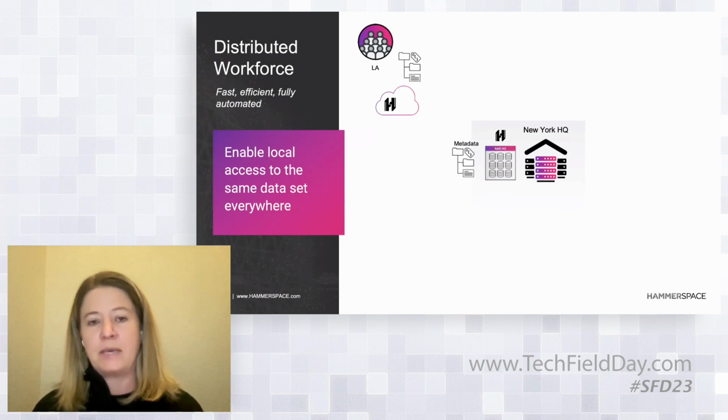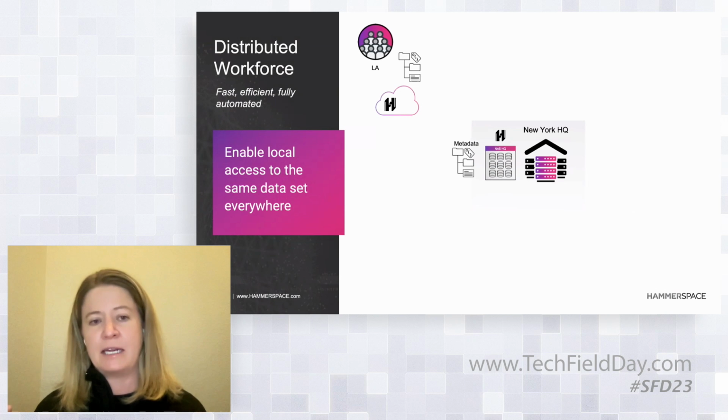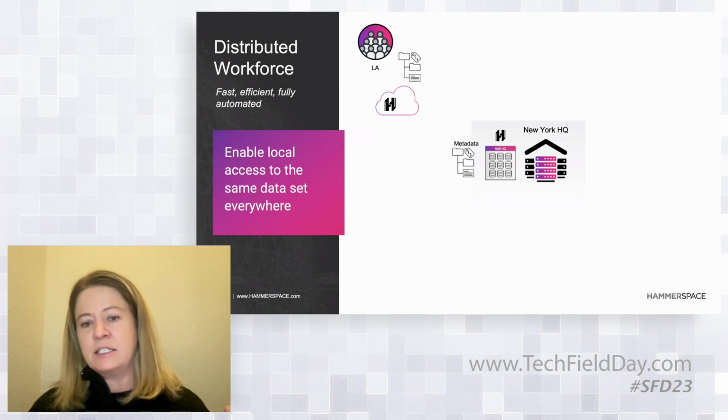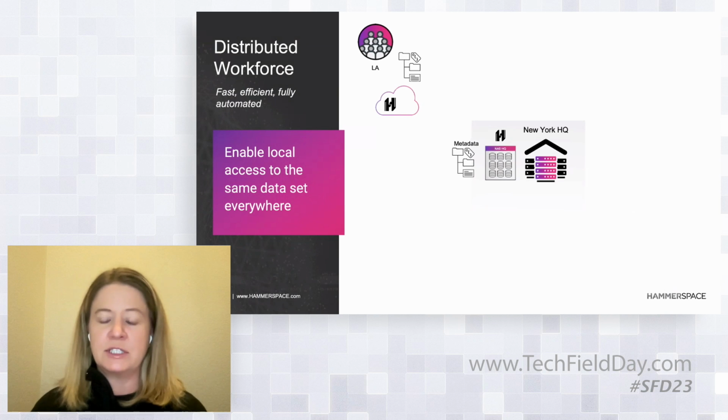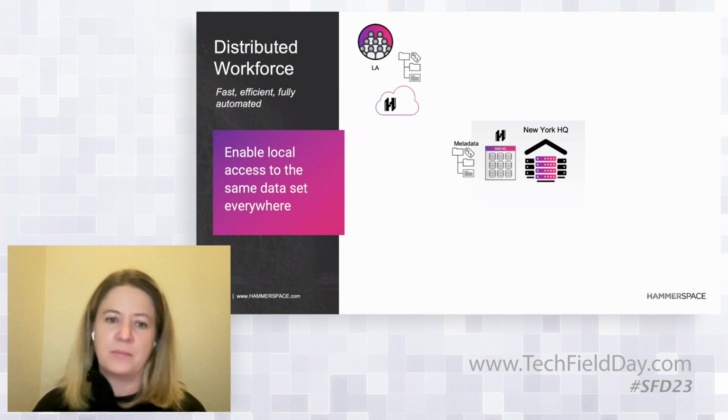We would make a copy of that metadata so that the exact same synchronous metadata is what the LA users are interacting with as the New York users. As changes are made to the file system or the files in New York, Los Angeles will see those changes. As Los Angeles makes changes, New York will see those changes. Pretty straightforward from actually seeing which data is available, and that's not that hard to build.